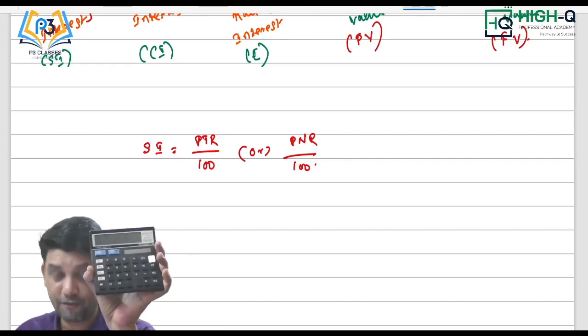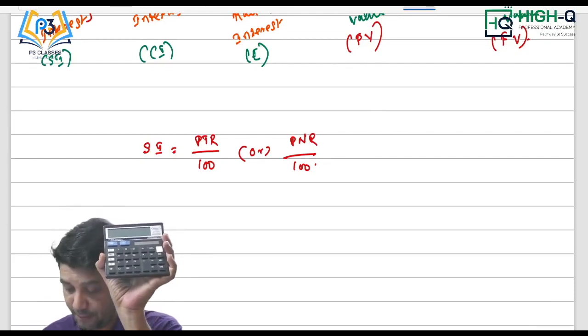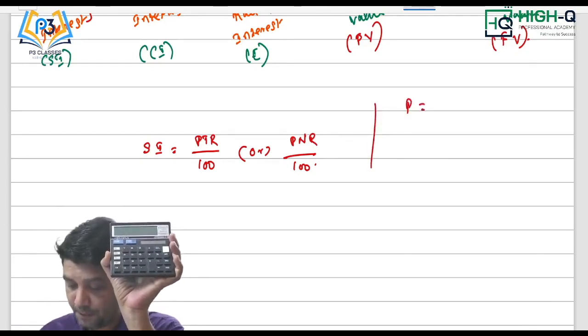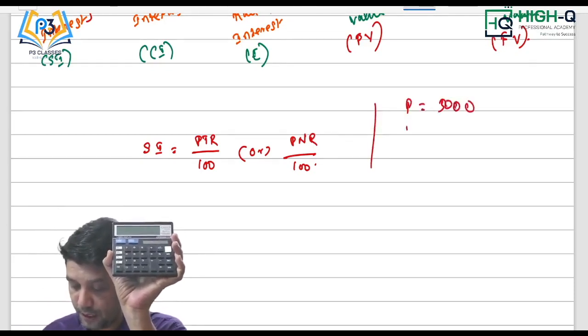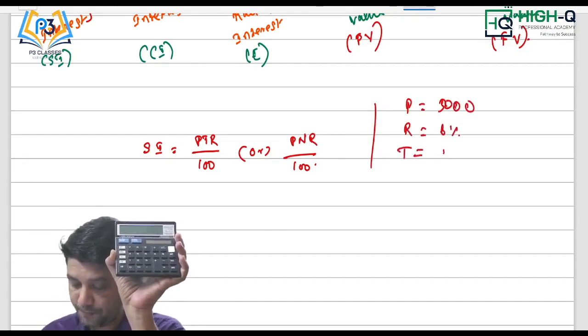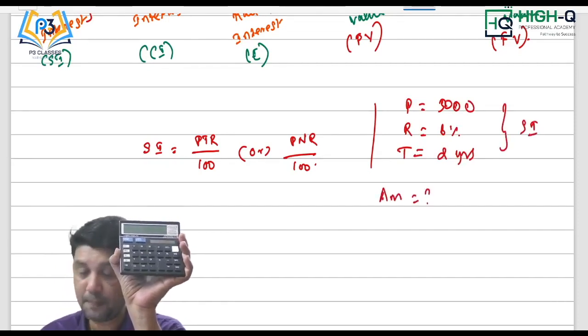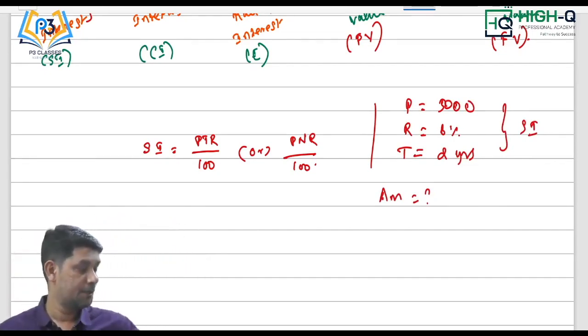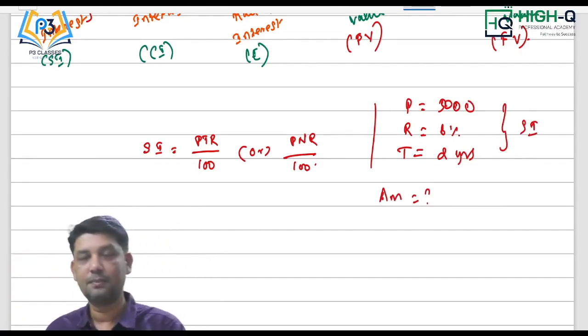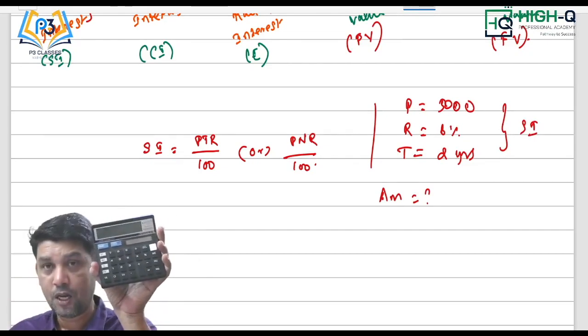For example, I'll tell you. See, principal is given as 5,000. Rate of interest is given as 6%, and the time taken is 2 years. Find the amount. This is the question. See, simple interest is the basic problem: find the simple interest. Now look at this, how to approach?